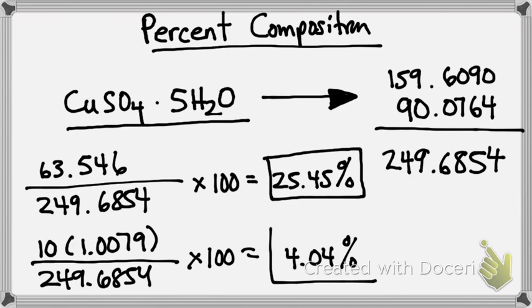And you continue doing this for every element that is present in a certain compound. All of these percents should add up to 100%. This is how you take a formula and convert it to percent composition of all the elements that comprise that formula.